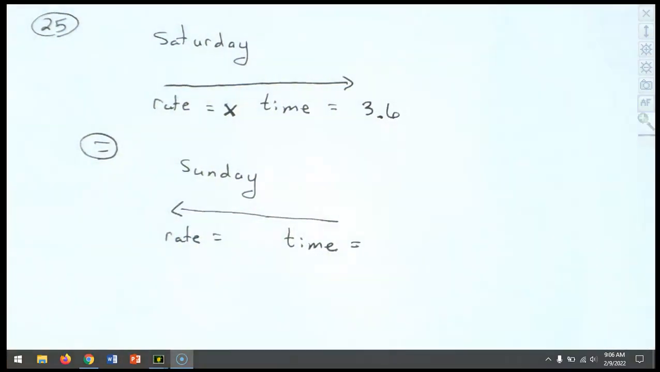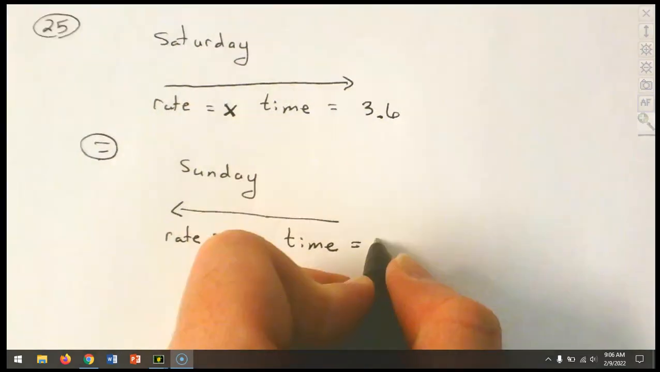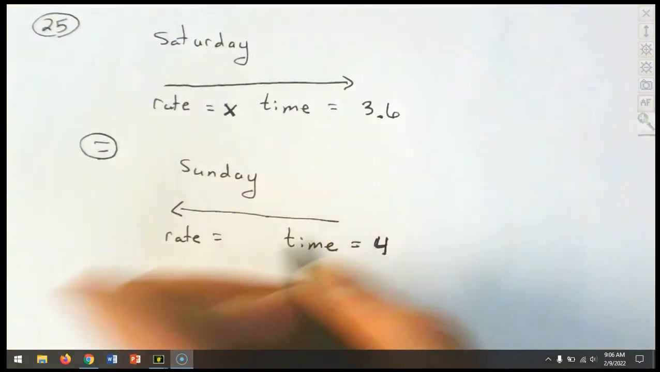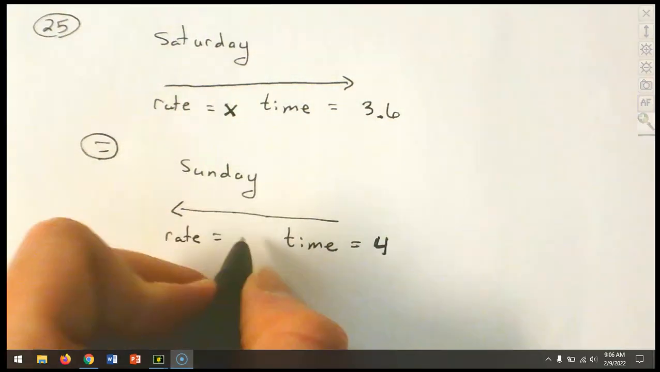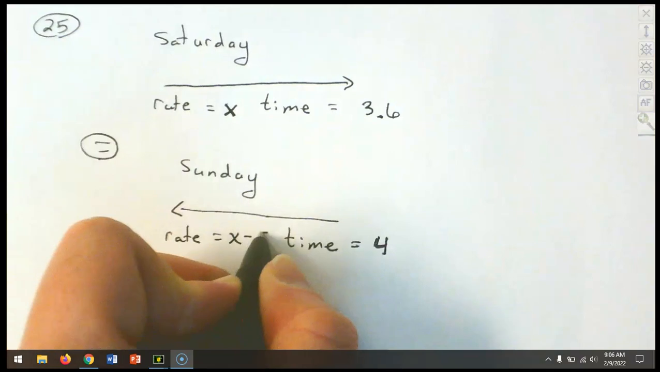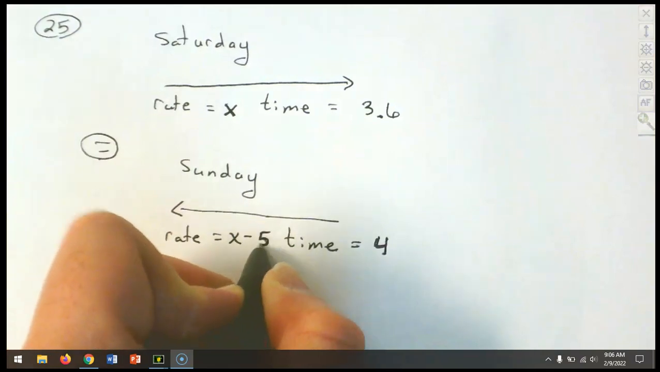Well, Sunday, she comes back, but there's a lot more traffic, and it takes her 4 hours instead of the 3.6. So that's going here. And she also is not able to go as fast. And it says her average rate on Sunday is 5 miles an hour slower. So the rate on Sunday is going to be X minus 5 because we're traveling at 5 miles an hour slower.